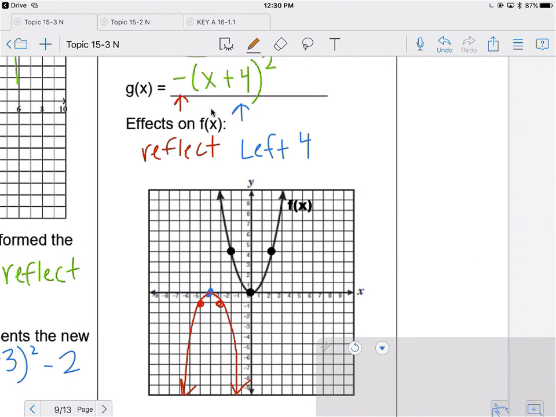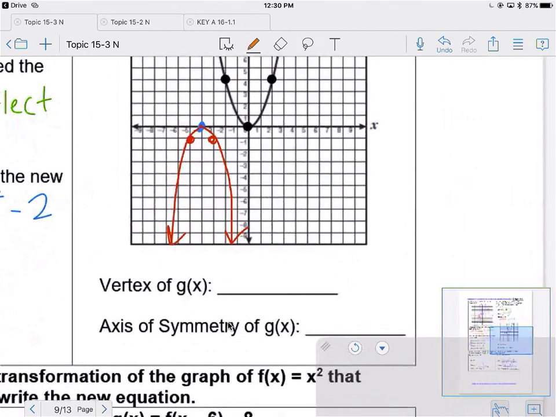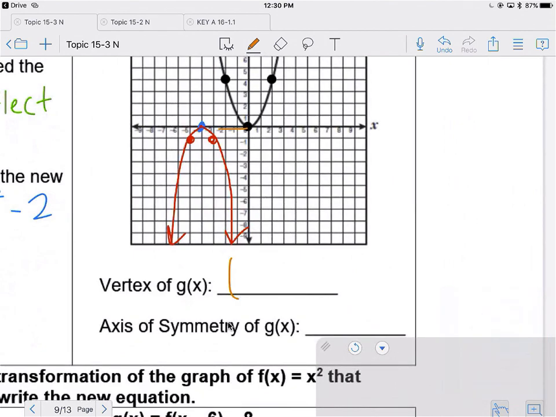So I move my vertex from 0, 0, I go to the left 4, and then I reflect it. So this one's on top, it needs to go on the bottom. Okay. My vertex is listed at negative 4, 0. And my axis of symmetry is always x equals x from the vertex.